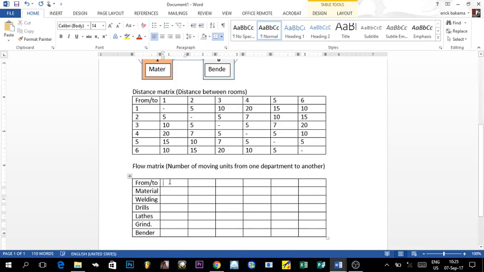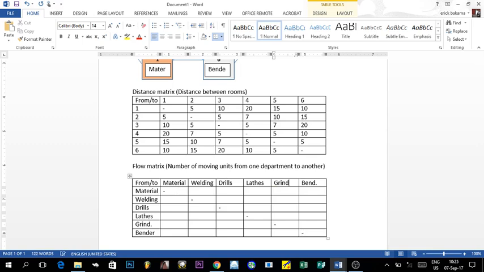So we do the same for the material. For the columns, we put the same heading as the rows. We have drills. After drills, we have the lathe. After the lathe, we have the grinders, and finally we have the benders. Now it's the same principle that applies. There are no materials moving inside the same department, so there's nothing moving from material to material, welding to welding, drills to drills, lathe to lathe, grind to grind, and bend to bend.